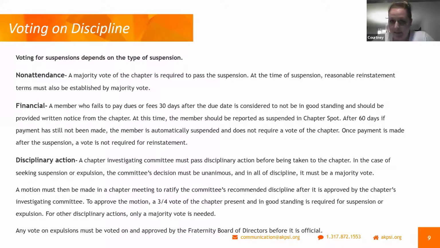At the end of the day, chapters and student members are not able to be expelled at the chapter level. That's at the board of directors level. So there are different levels of disciplinary action. And again, volunteers will be able to help you figure out the minefield of disciplinary action.